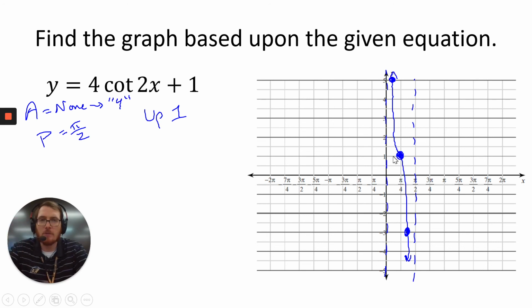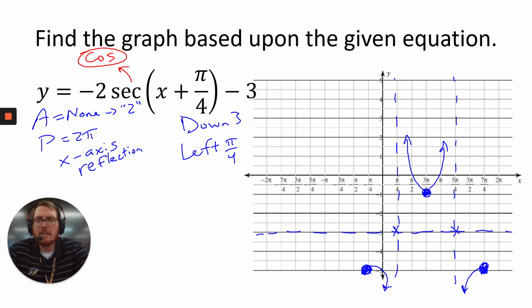And then the amplitude number says up 4 from that and down 4 from that. That's where the basic ideas of the graph come from. Most questions with cotangent, your focus should probably be on where the asymptotes are and where the middle ground is. That'll probably get you what you need in terms of those solutions.